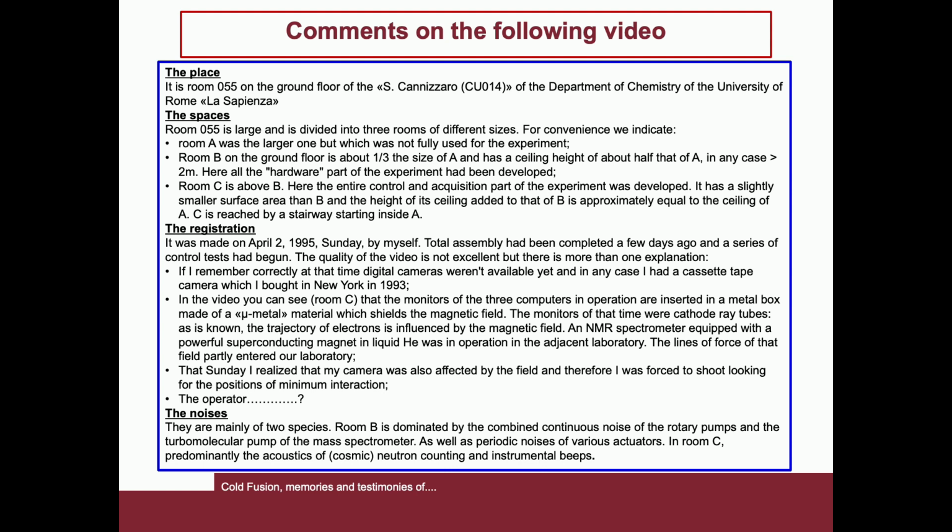The noises. There are mainly 2 kinds. Room B is dominated by the combined continuous noise of the rotary pumps and the turbomolecular pump of the mass spectrometer, as well as periodic noises of various actuators. In room C, predominantly the acoustic of cosmic neutron counting and the instrumental beeps.